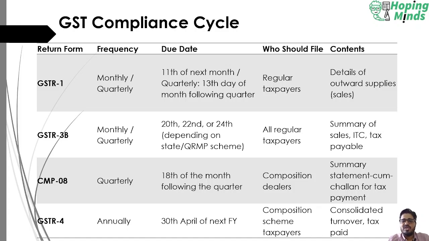So, the composition dealers are required to disclose their consolidated tax and turnover declared during the 4 quarters of the previous year in their annual return. Along with this, the composition dealers are also required to disclose their inward supplies in the annual return.